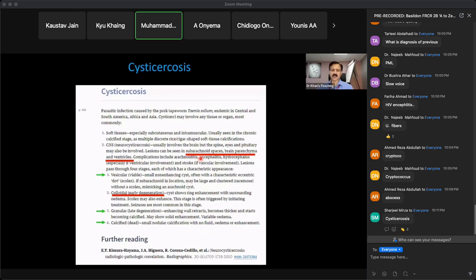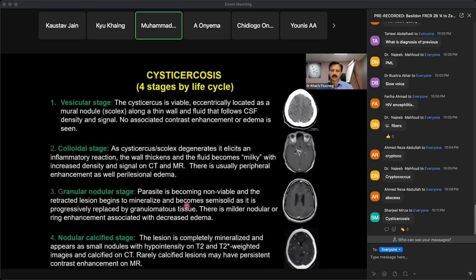And you can make cases out of cysticercosis. So many cases can come in the exam. But if you know the principles, you can make out the radiology. Otherwise, you will be struggling. There are 4 stages: vesicular, colloid stage, granular, and calcified. So let me explain to you.